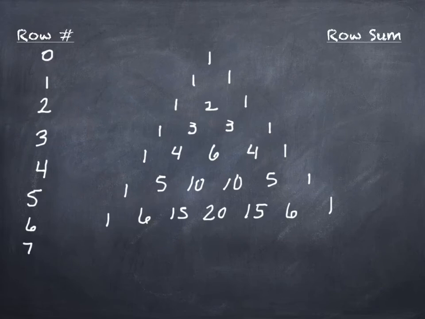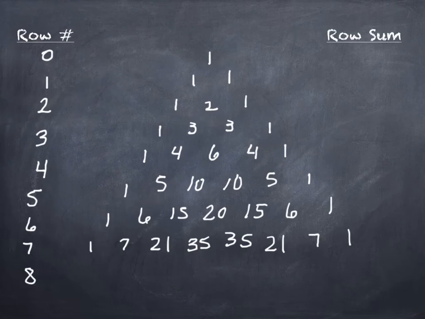next 2 rows. Number 7, I'm going to have a 1 and then what? 7, 21, 35, 35 again, right? Yes. All right, and then what? 21, 7, 1. All right, let's do one more row.